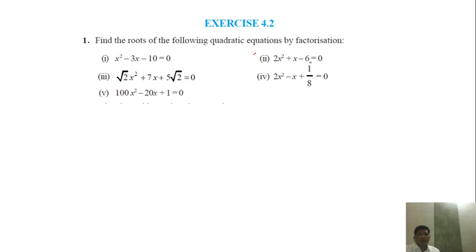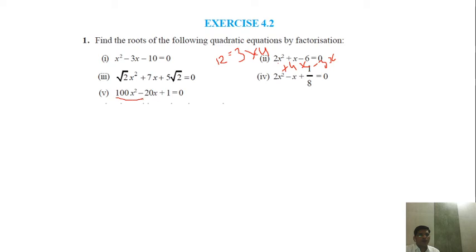2x square plus x 6. So 2 into 6, that is 12. Factor of 12, that is 3 into 4. Already we have completed. So 2 factor 3 and 4. So plus 4x and minus 3x we have to write.